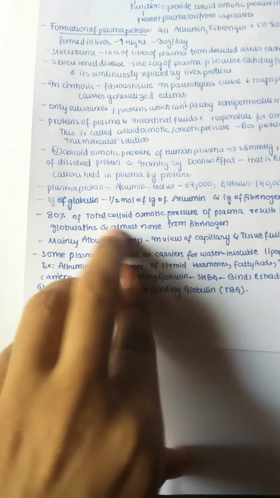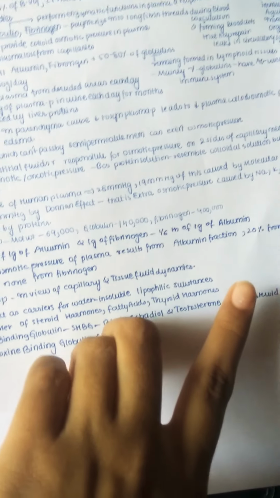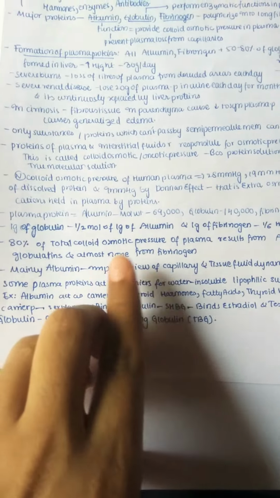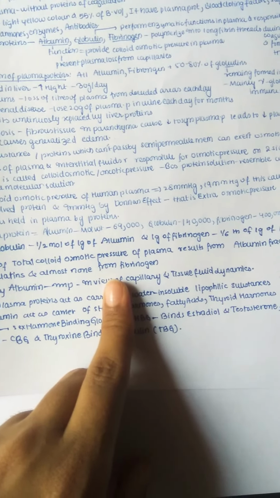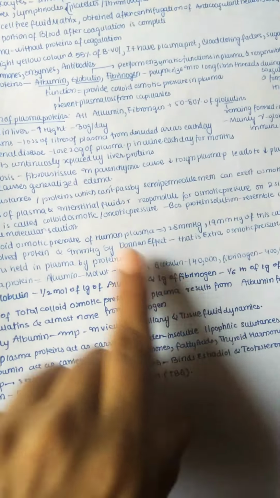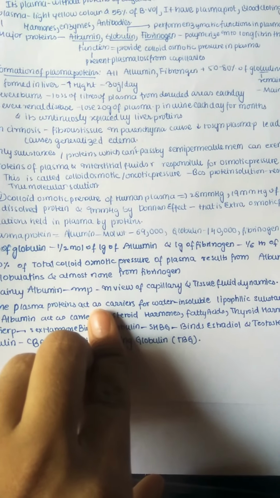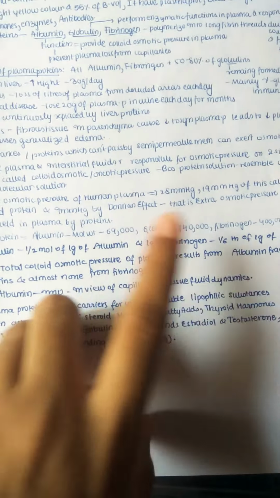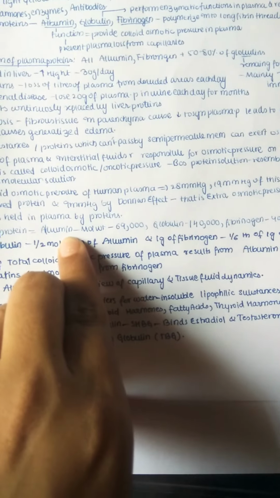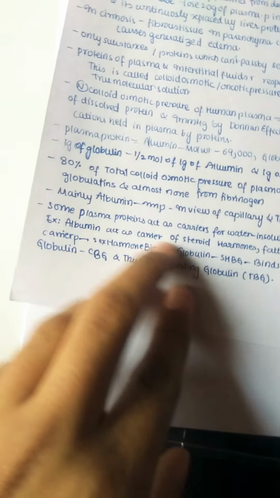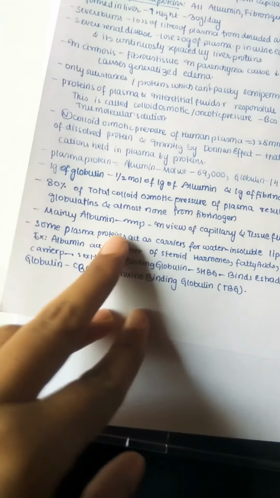And 80% of the total colloid osmotic pressure of the plasma mainly results from the albumin fraction, only 20% from the globulins and almost none from the fibrinogen. So always remember, according to weight, fibrinogen is greater than globulin, which is greater than albumin. But according to plasma colloid pressure, albumin is greater than globulin, which is greater than fibrinogen. Fibrinogen is practically zero in the case of oncotic pressure, whereas albumin is the maximum and globulin is the intermediate one. So mainly albumin is important in view of capillary and tissue fluid dynamics, a very important point.